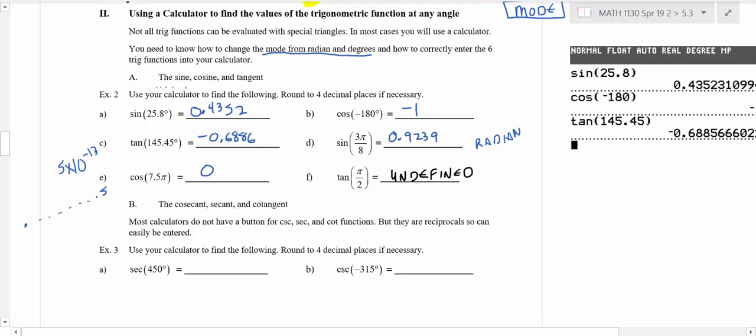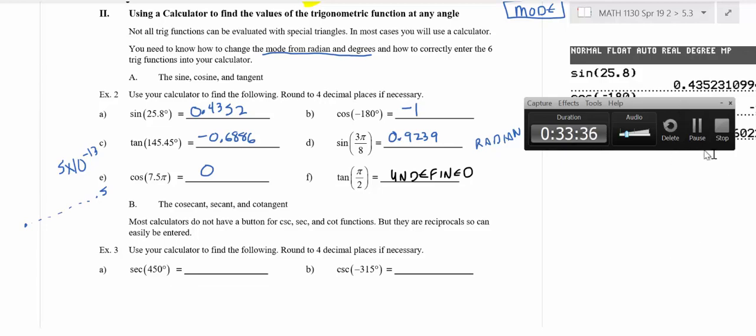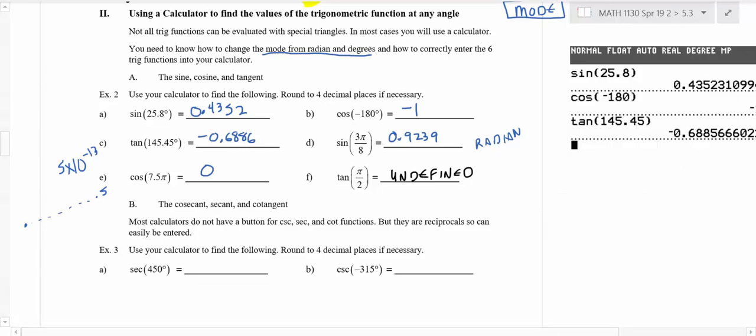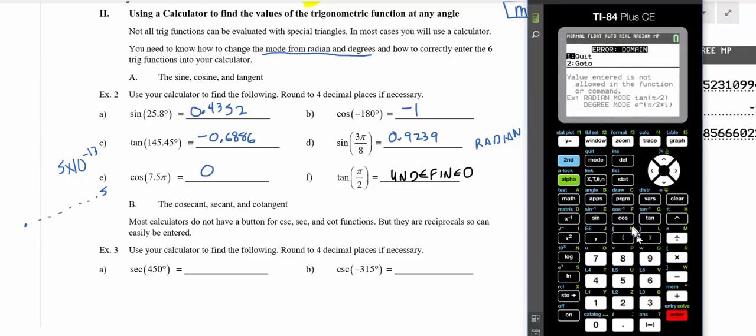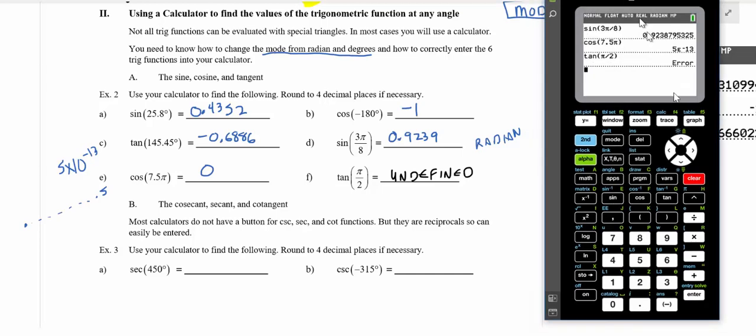That's how you put sine, cosine, and tangent in your calculator. Now, the way that I teach students how to do cosecant, secant, and cotangent is to just do it like this. Your calculator doesn't have the secant, cosecant, and cotangent buttons. It doesn't need any more buttons, and you don't need that anyway, because all they are is reciprocals anyway.